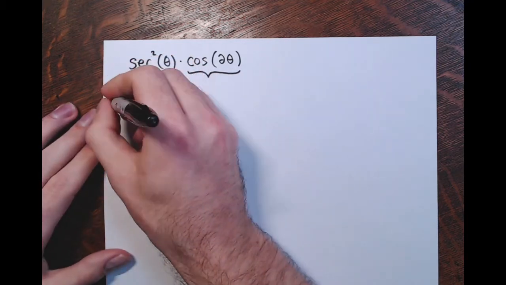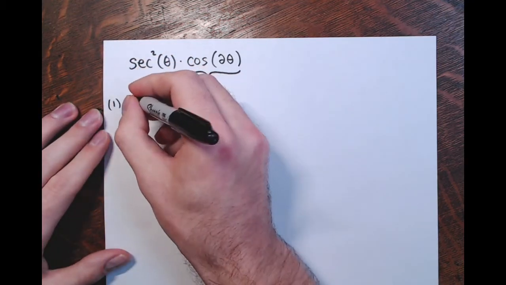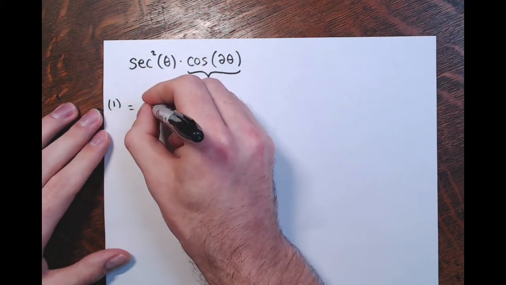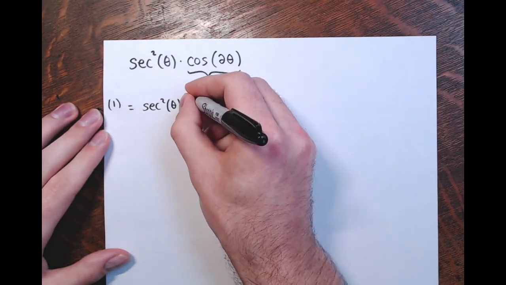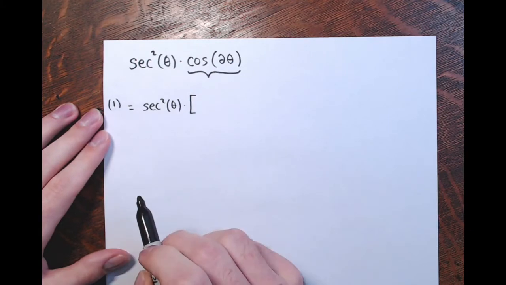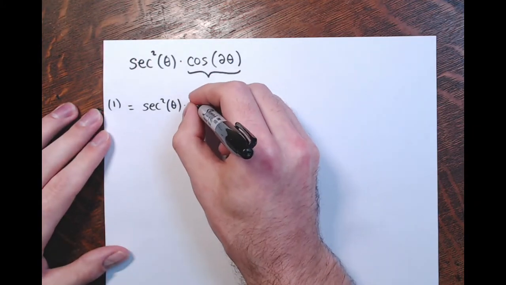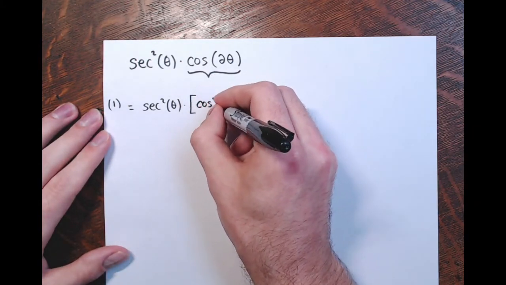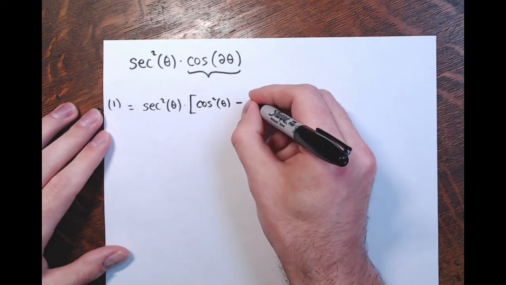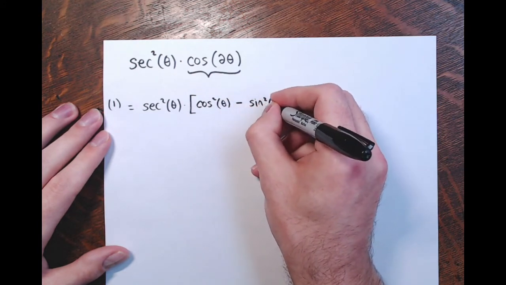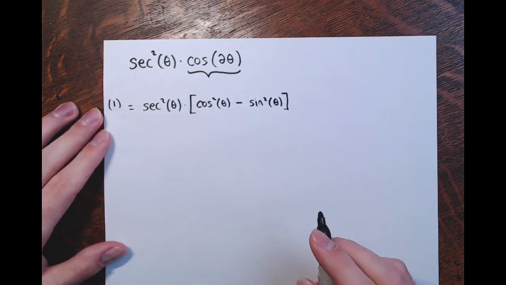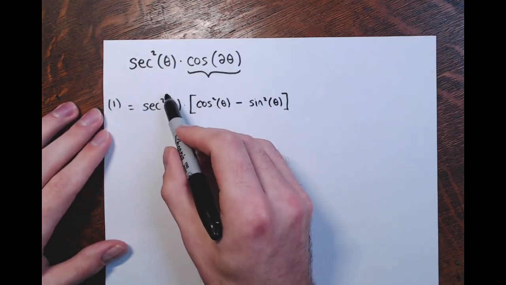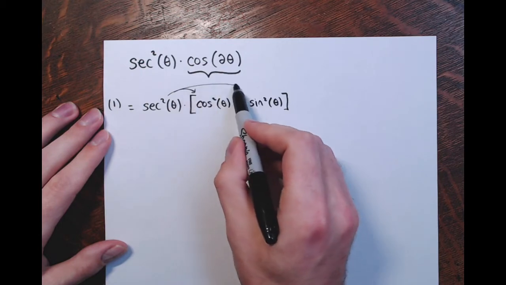All right. So 1. What if I did this? All right. So we have secant squared theta times, and then I'll replace the cosine of 2 theta with that first expression, the cosine squared theta minus sine squared theta. Right, now there's no more double angle. And then I'll distribute the secant squared.